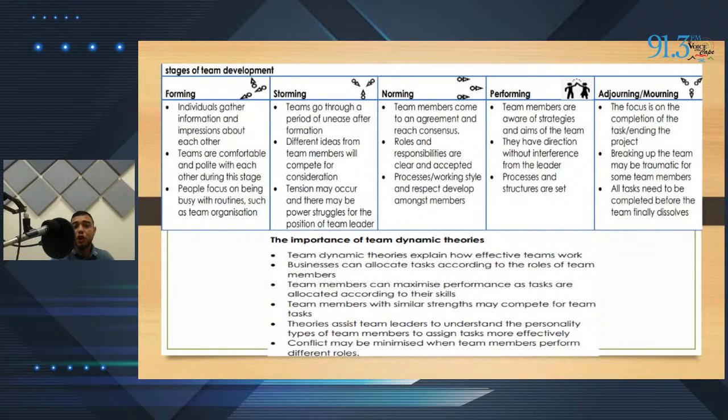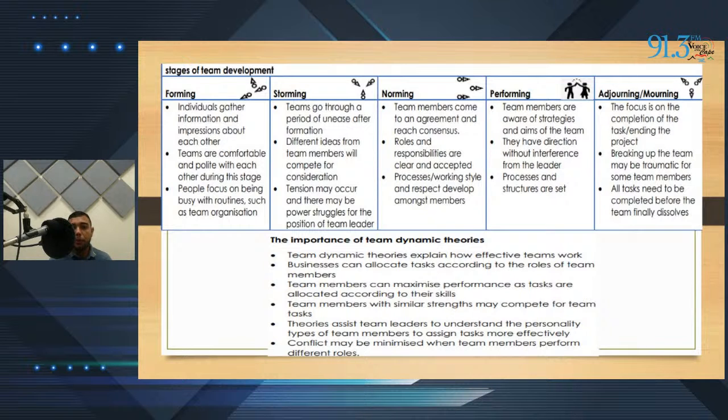So, the stages of team development, we need to know this. They're going to ask us, so guys, mention the stages of team development and what it means. You're going to say forming, storming, norming, performing, and mourning or journeying. So forming is individuals gathering the information, as well as being comfortable and polite with each other, and they focus on being busy with routines. So, forming, remember, is gathering information.